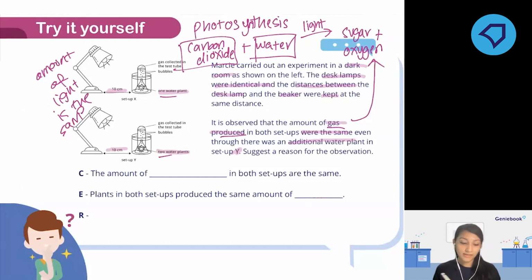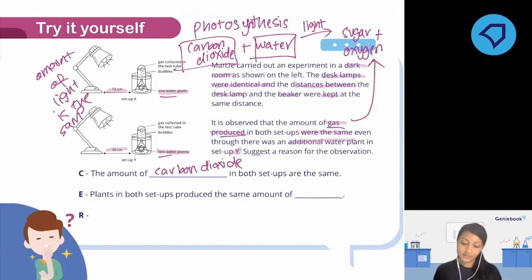What about light? The amount of light is still the same. So that doesn't change anything. Now, it doesn't explain what is it inside this setup that is preventing the plant from further photosynthesizing. Okay, so it's either carbon dioxide or water. Between carbon dioxide and water, which one do you think will be a better answer? In real life, carbon dioxide does have a more significant impact on the rate of photosynthesis. So in this case, the amount of carbon dioxide in both setups is the same.